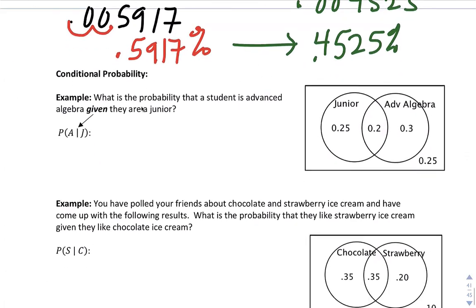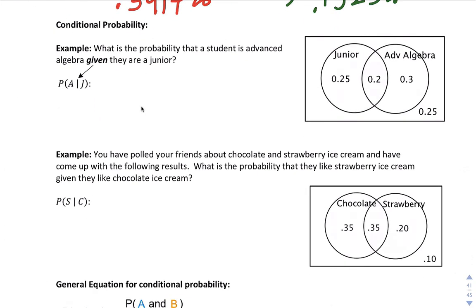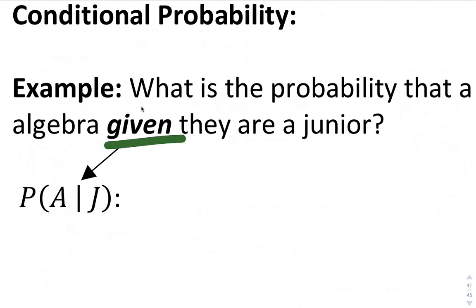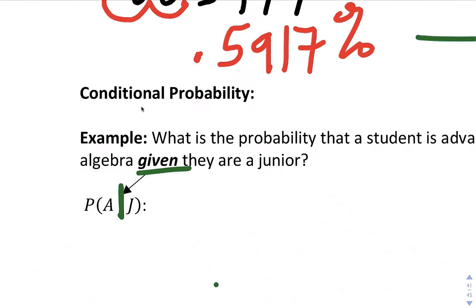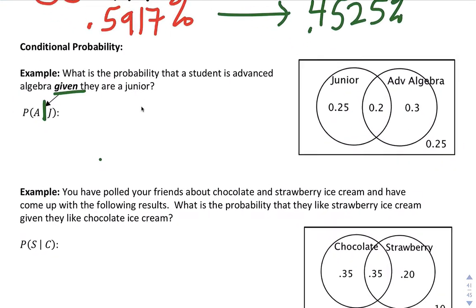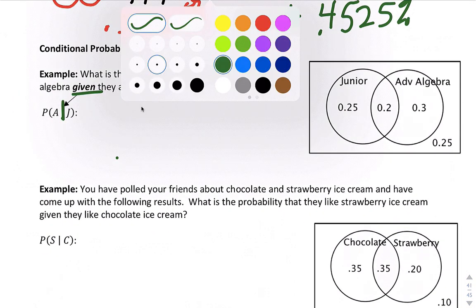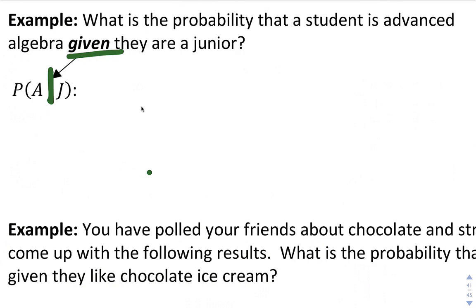All right, conditional probability. So this is when something depends on something else. Here's an example. What's the probability that a student is in advanced algebra given that they are a junior? So we have this new symbol here for given. It's this line right here, given they are a junior. So probability that they're in advanced algebra given that they are a junior. All right, so when you get conditional probability like this, you look at the second thing. That's like the denominator of your fraction.